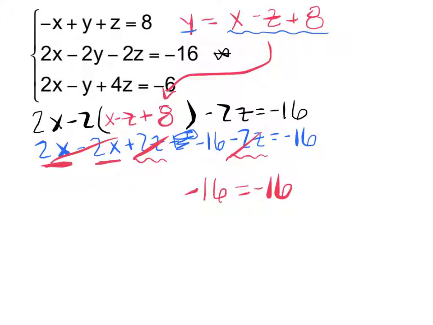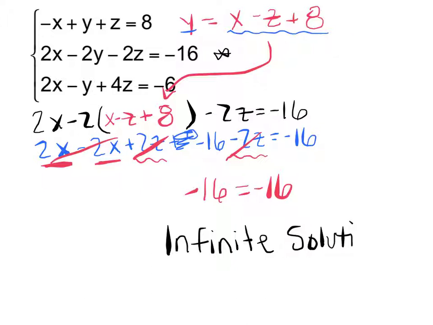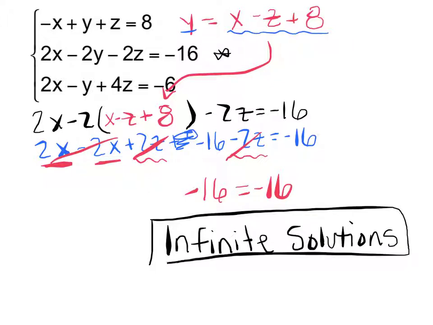Uh-oh. This is one of those special cases. This is where we ask ourselves, when does the number negative 16 equal the number negative 16? All the time. So this problem actually has infinite solutions. I'm going to go ahead and write infinite solutions. What that means is that these planes intersect on a line, and lines go forever, so all points on that line would make it true.